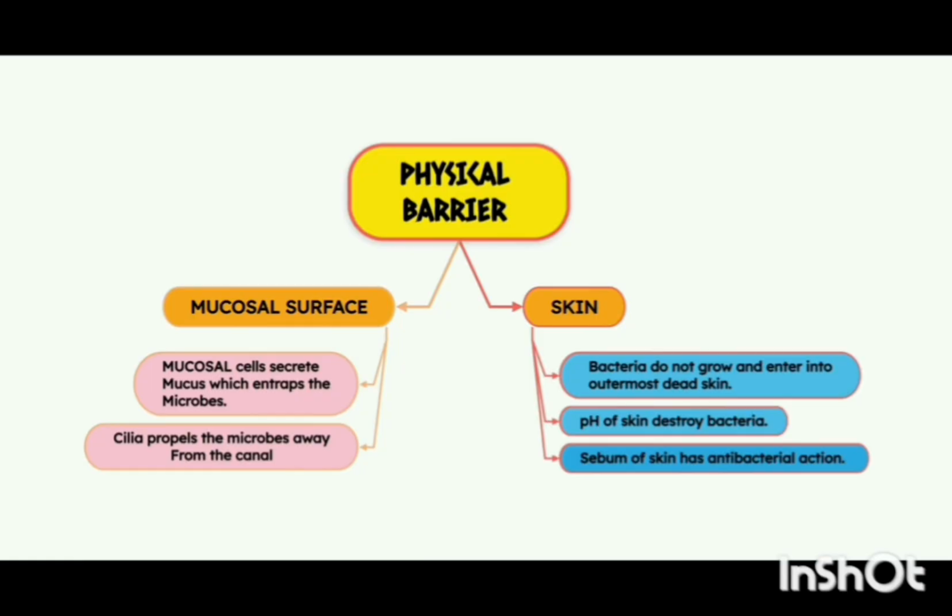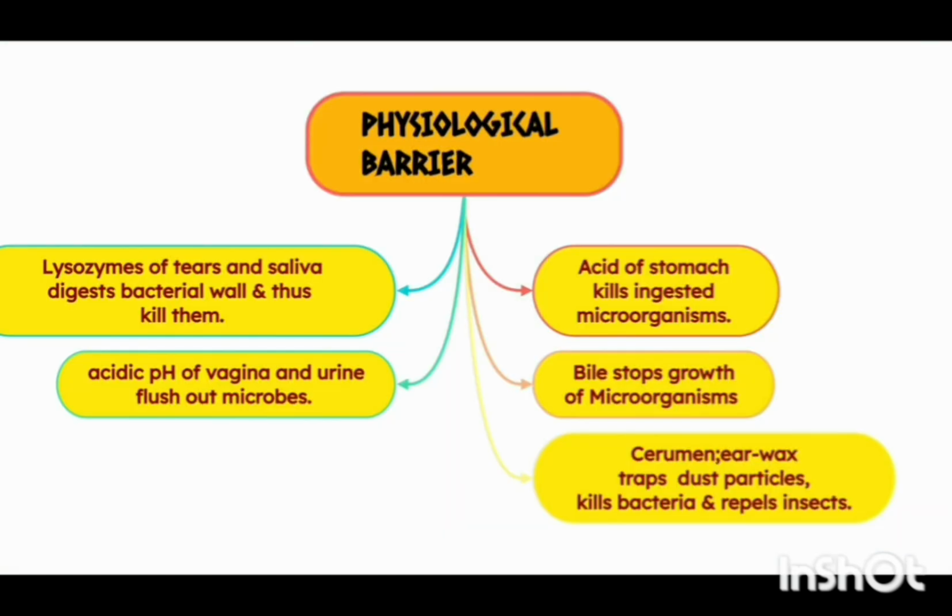Physical barrier. Skin and mucosal surfaces of our body pipelines act as a physical barrier. Outermost dead skin does not allow bacteria to grow and enter. The pH of skin destroys bacteria. Sebum of skin has antibacterial action. Mucosal surfaces secrete mucus which traps microbes, and cilia propel the microbes away from the canal.